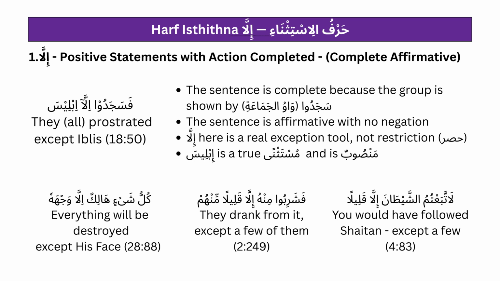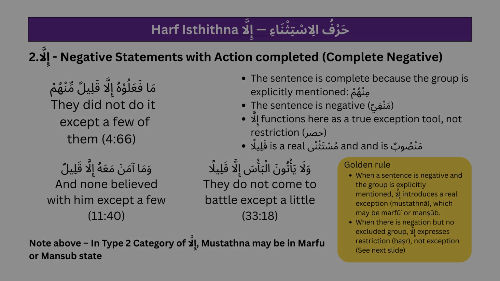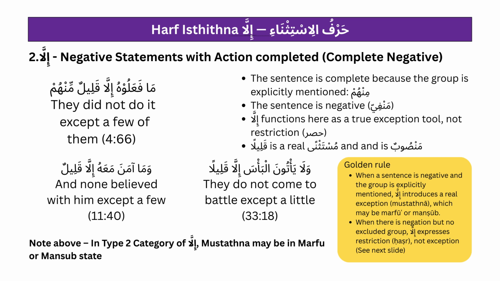Next, type 2. Negative statements with action completed, meaning the sentence is complete but negative. There are two important things to notice in this structure. First, the sentence contains negation, usually with words like ma or la. Second, the group is explicitly mentioned in the sentence. Because the group is present, Illā still functions as a real exception tool, not as restriction.